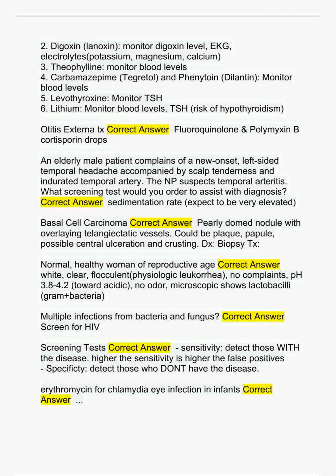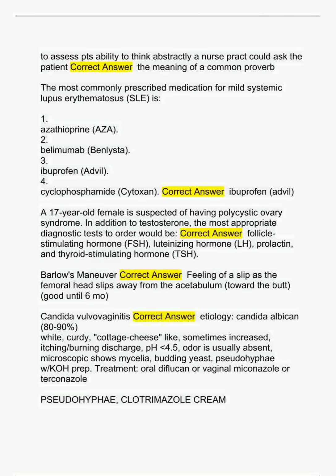Correct answer. 2/4. To assess a patient's ability to think abstractly, a nurse practitioner could ask the patient, correct answer, the meaning of a common proverb. The most commonly prescribed medication for mild systemic lupus erythematosus is 1. Azathioprine, AZA. 2. Belimumab, Benlysta. 3. Ibuprofen, Advil. 4. Cyclophosphamide, Cytoxan.